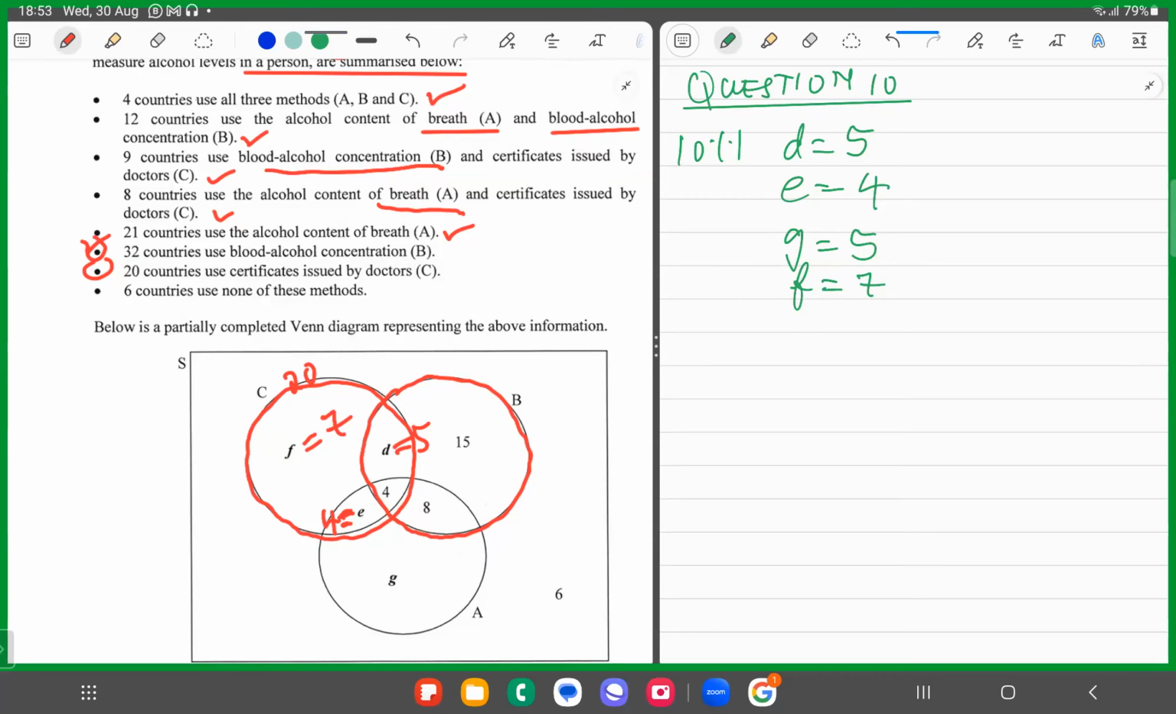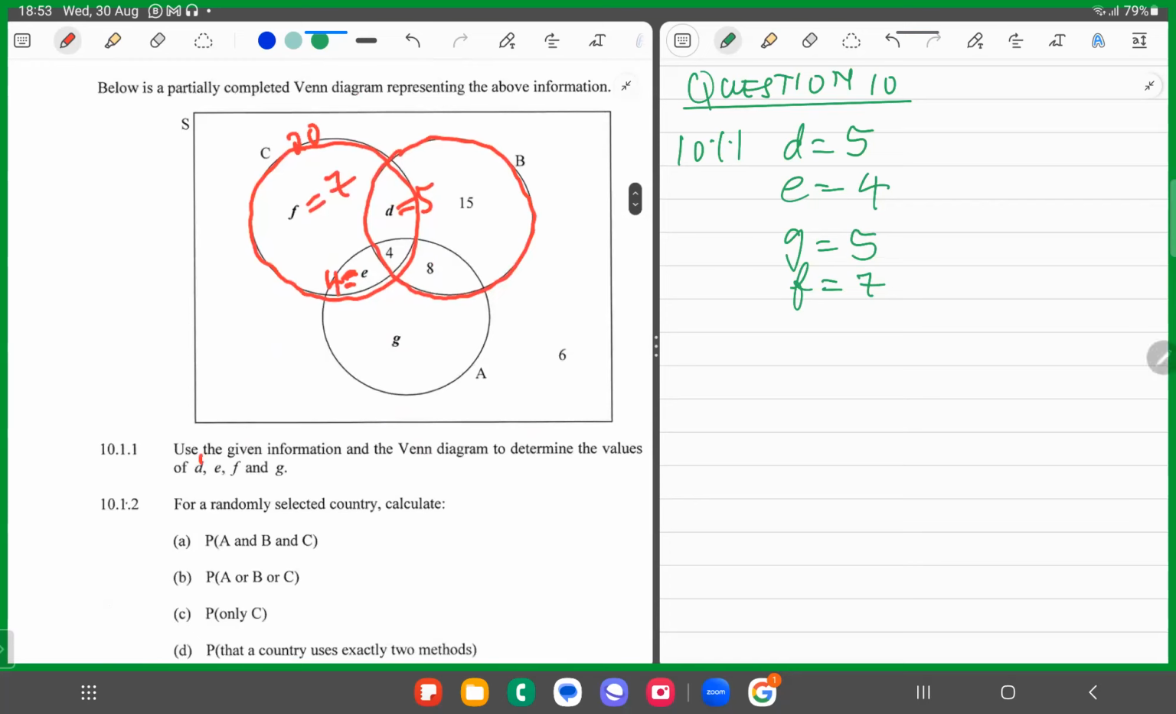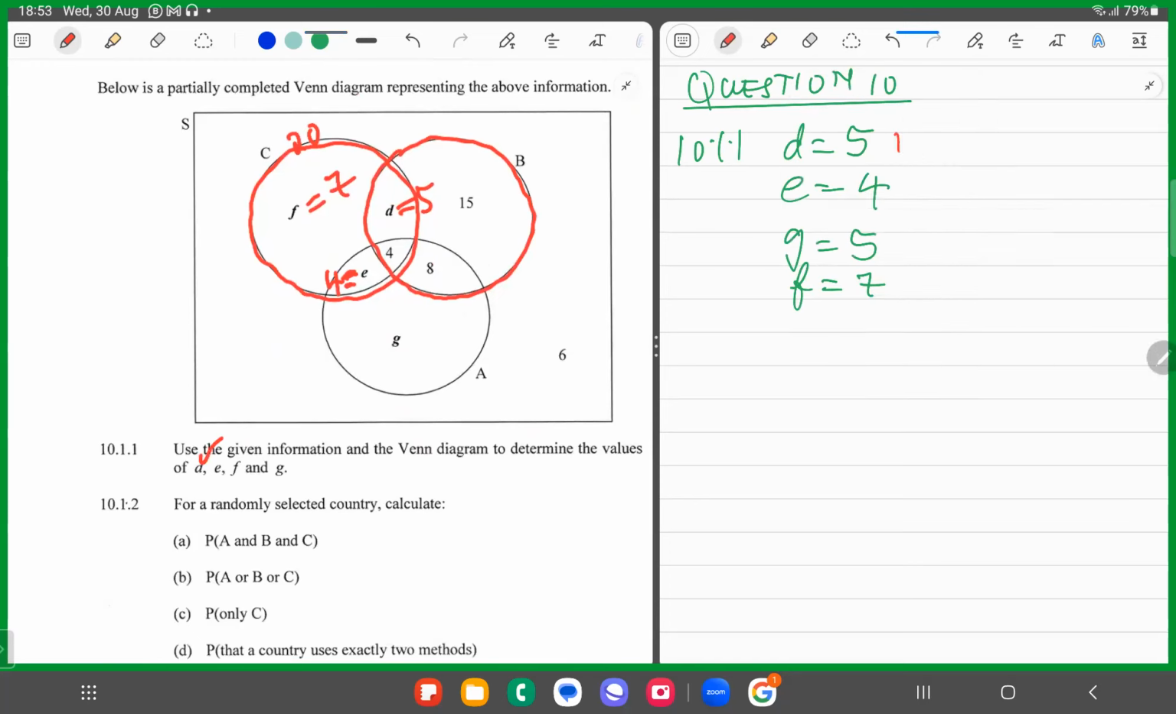Okay, now we continue. How far are we with this question? We're supposed to get D, we've already got. We're supposed to get E, we've already got. We're supposed to get G, we've already got. We're supposed to get F, we've already got. So we've got everything here. We just need to calculate the probabilities.